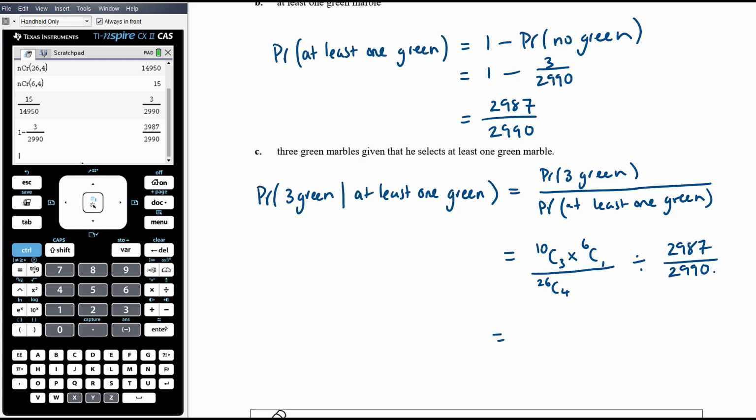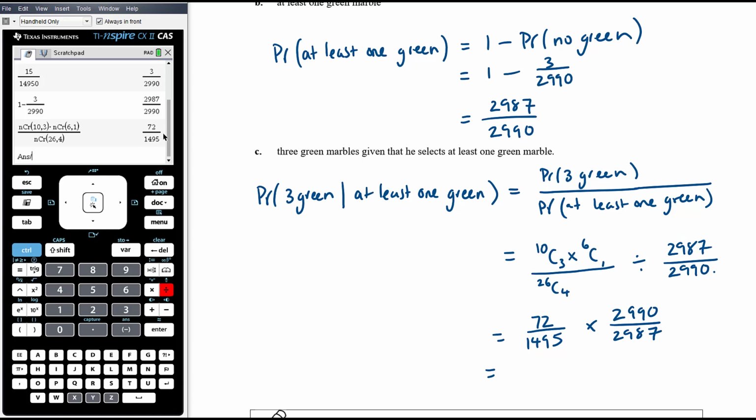Okay, so let me work out this one. 10 choose 3 times 6 choose 1 over 26 choose 4. Okay, so that is 72 over 1495 multiplied by 2990 over 2987. Given that I've already got that number here, I'm just going to do answer divided by this one up here. Okay, so we get 144 over 2987.